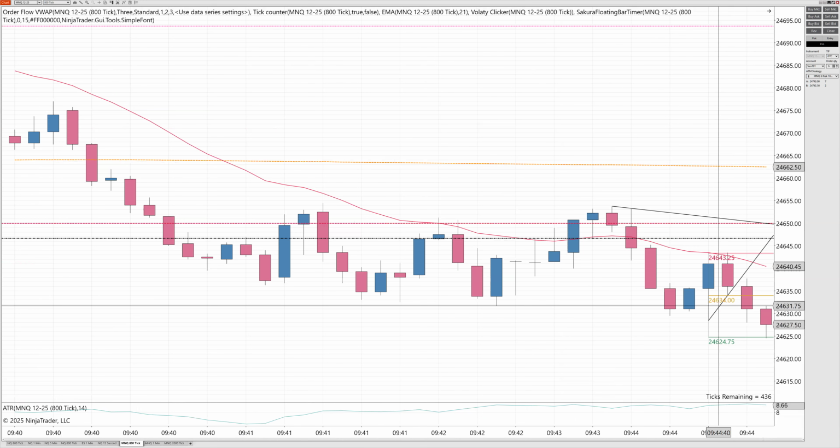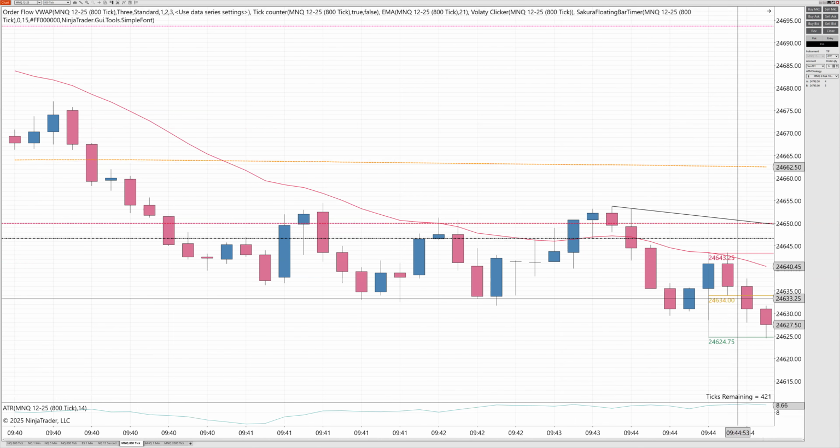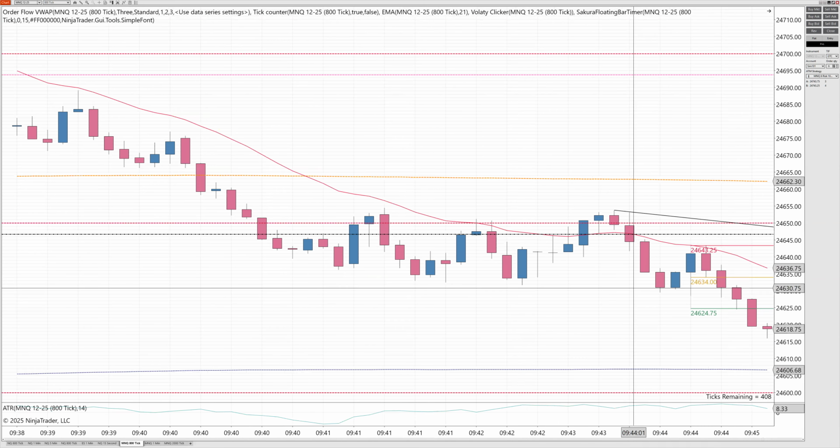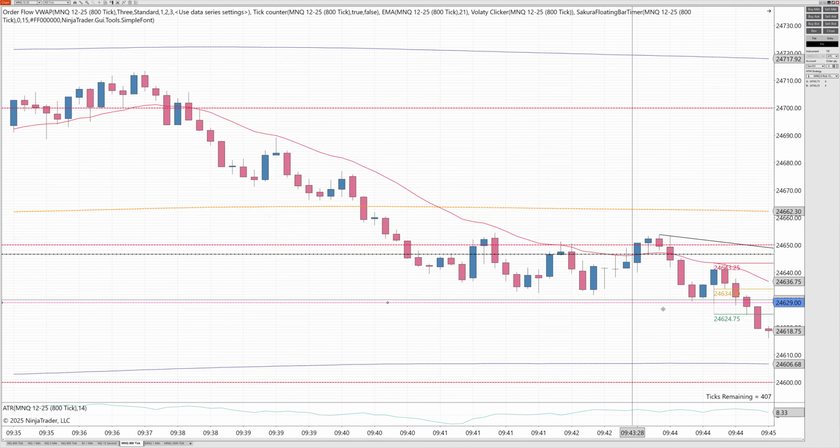Probably shouldn't have even drawn the trend line. But anyway, we have a bearish candle, retested the EMA, trigger lower, boom, measured move hit. And now we keep track of a runner. So let's go back.